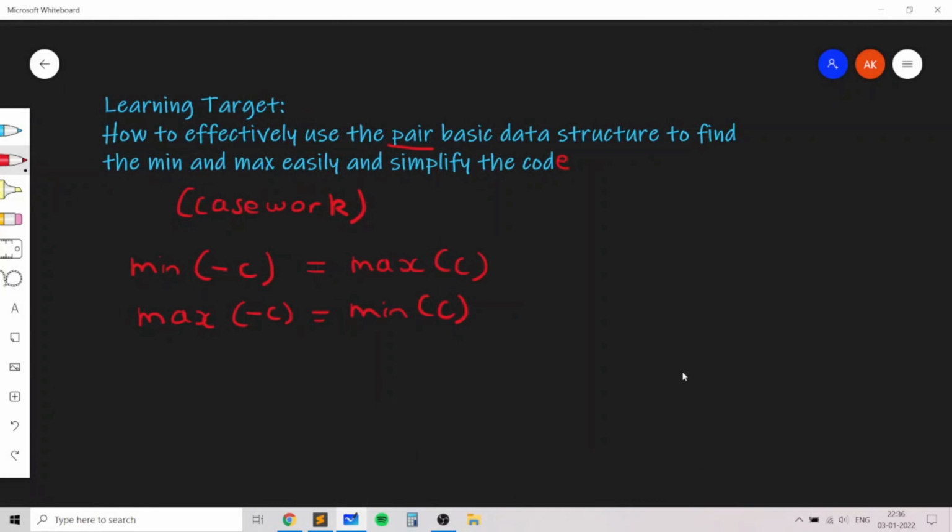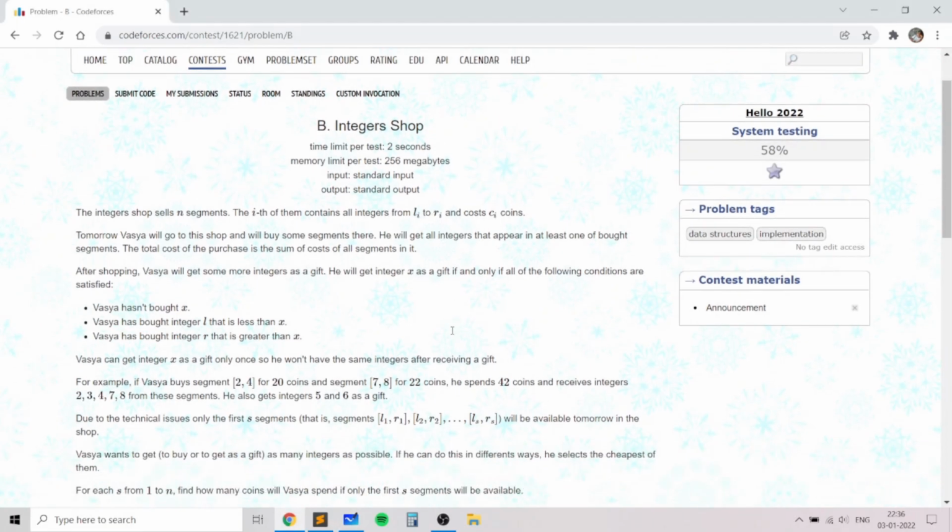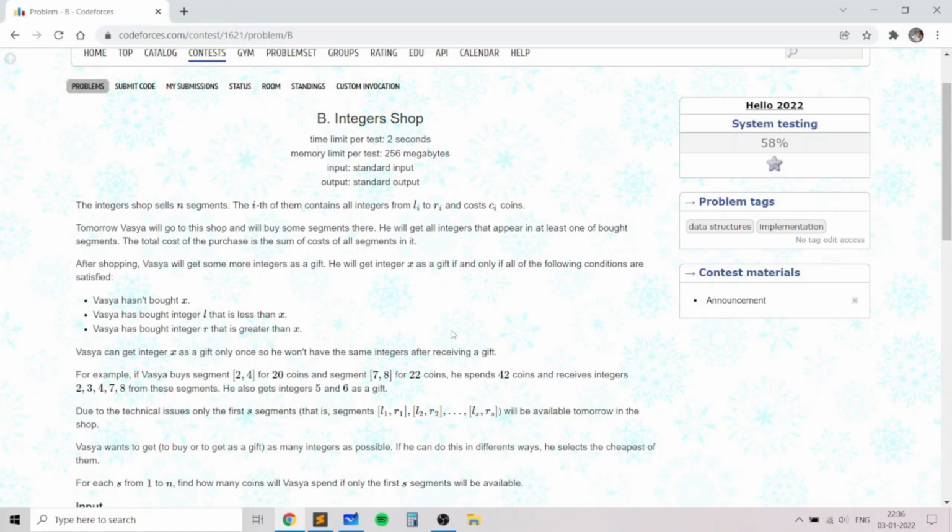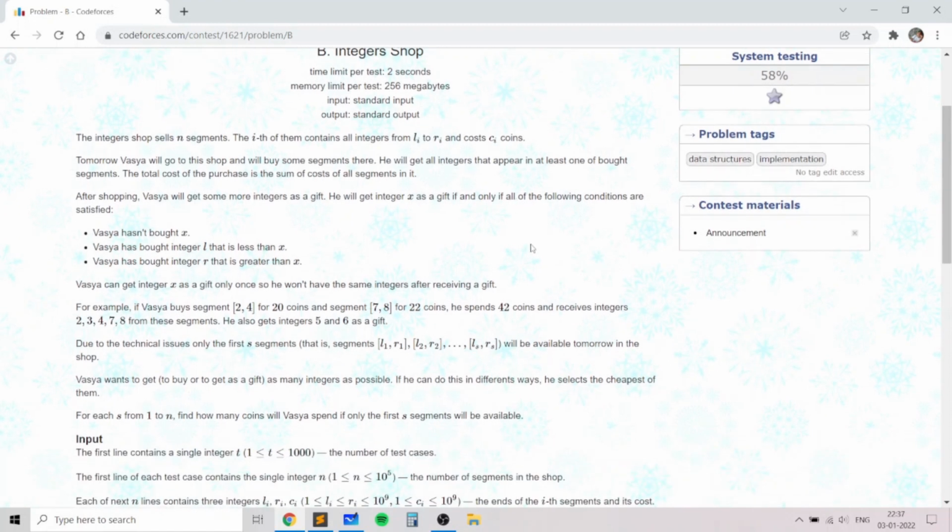In this problem, we are basically given a shop which sells n segments. It sells contiguous segments, where the ith segment goes from Li to Ri and costs Ci coins. Now Vasya wants to go shopping in this shop and will buy some segments there. She wants to buy segments such that the maximum number of integers get covered, and the integers which are covered are all those integers which first of all lie within these segments.